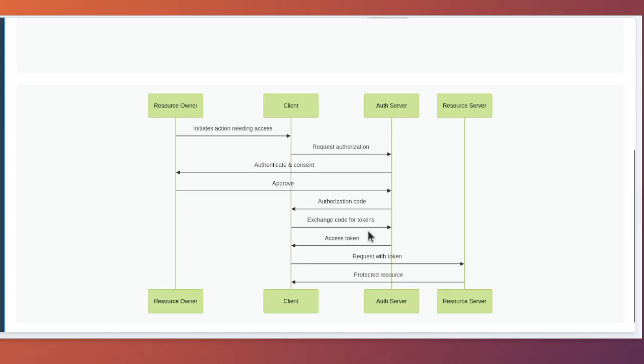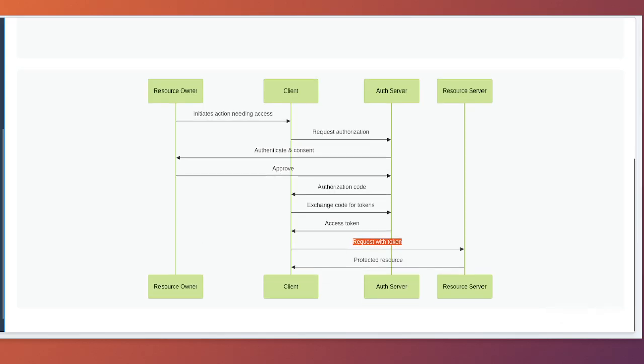The resource server hosts the protected resources and accepts access tokens to authorize requests. For example, the Google Drive API is a resource server that validates access tokens before allowing file operations. These roles work together in a choreographed sequence to enable secure delegated access without sharing passwords. The OAuth 2.0 framework defines several grant types, but the authorization code flow with PKCE is the most secure and versatile, suitable for all application types from mobile apps to server-side web applications.